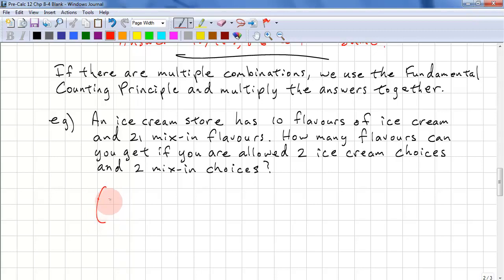Okay, so we have 10 ice cream flavors. We're allowed to pick 2. And now we're multiplying using the fundamental counting principle. We have 21 mix-ins, and we can choose 2. And using our calculators, we would get 9,450 flavors. And that's a lot of flavors.